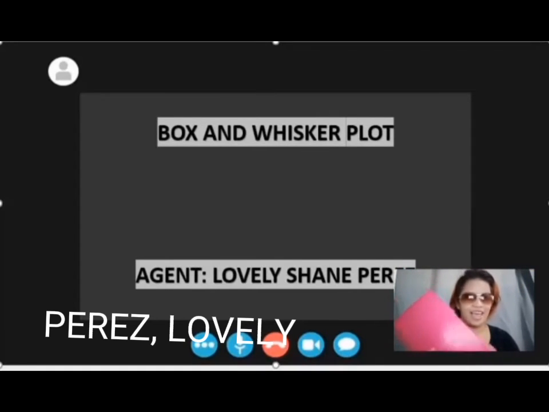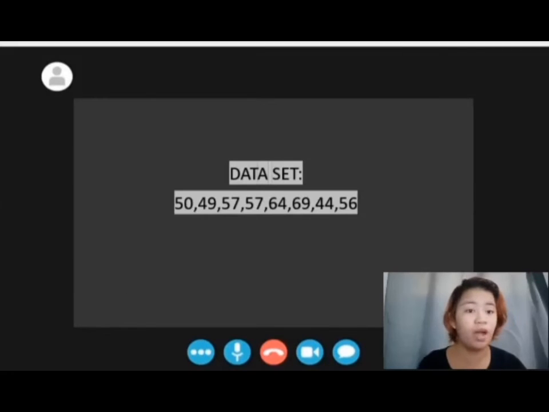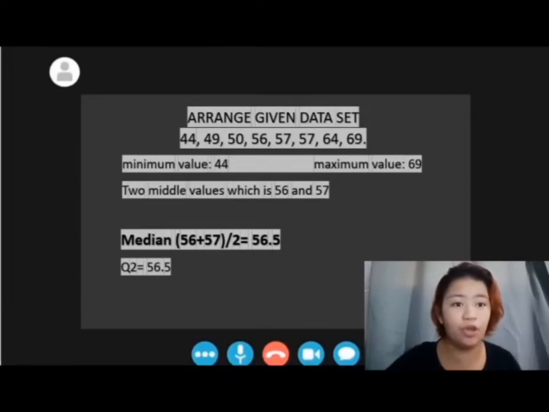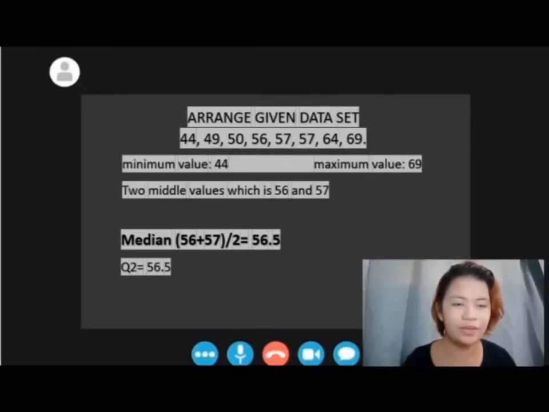And now, I have here all the data for the box and whisker plot. We have here our box and whisker plot for the following data set: 50, 49, 57, 57, 64, 69, 44, and 56. Now we have to arrange the values from lowest to highest. Now our given data set is 44, 49, 50, 56, 57, 57, 64, and 69.